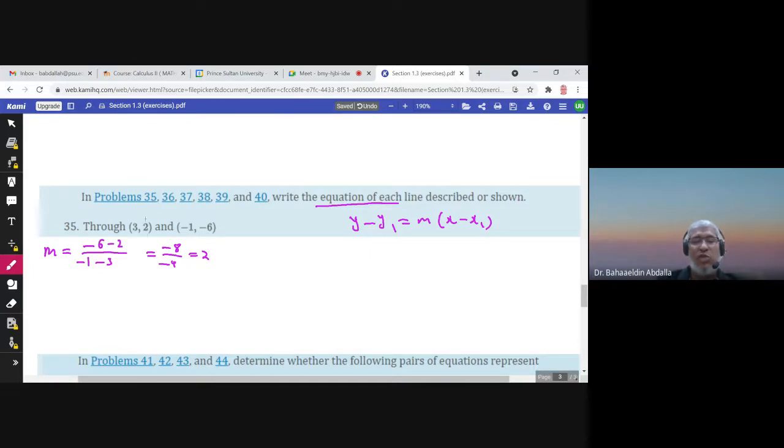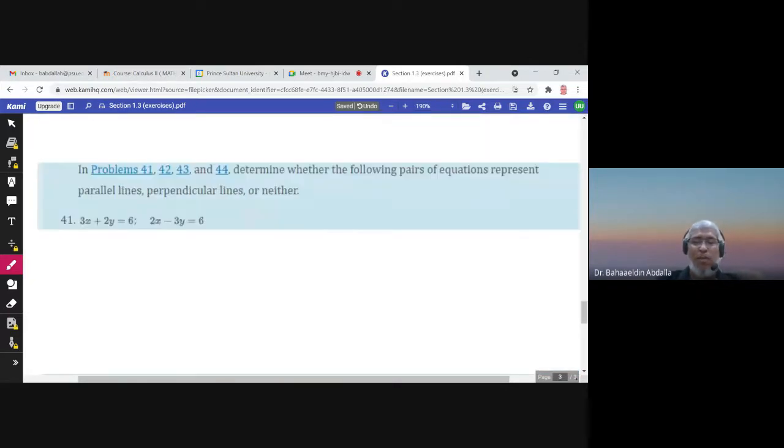And I can choose this point, for example, to be my point, x1, y1. So the equation of the line would be y minus y1, which is 2, equals the slope, which is also 2, times x minus x1, which is 3. And this would be the equation of the line. Okay, you can leave it like this because he did not ask about a specific form, or you can write it in point slope form if you like.